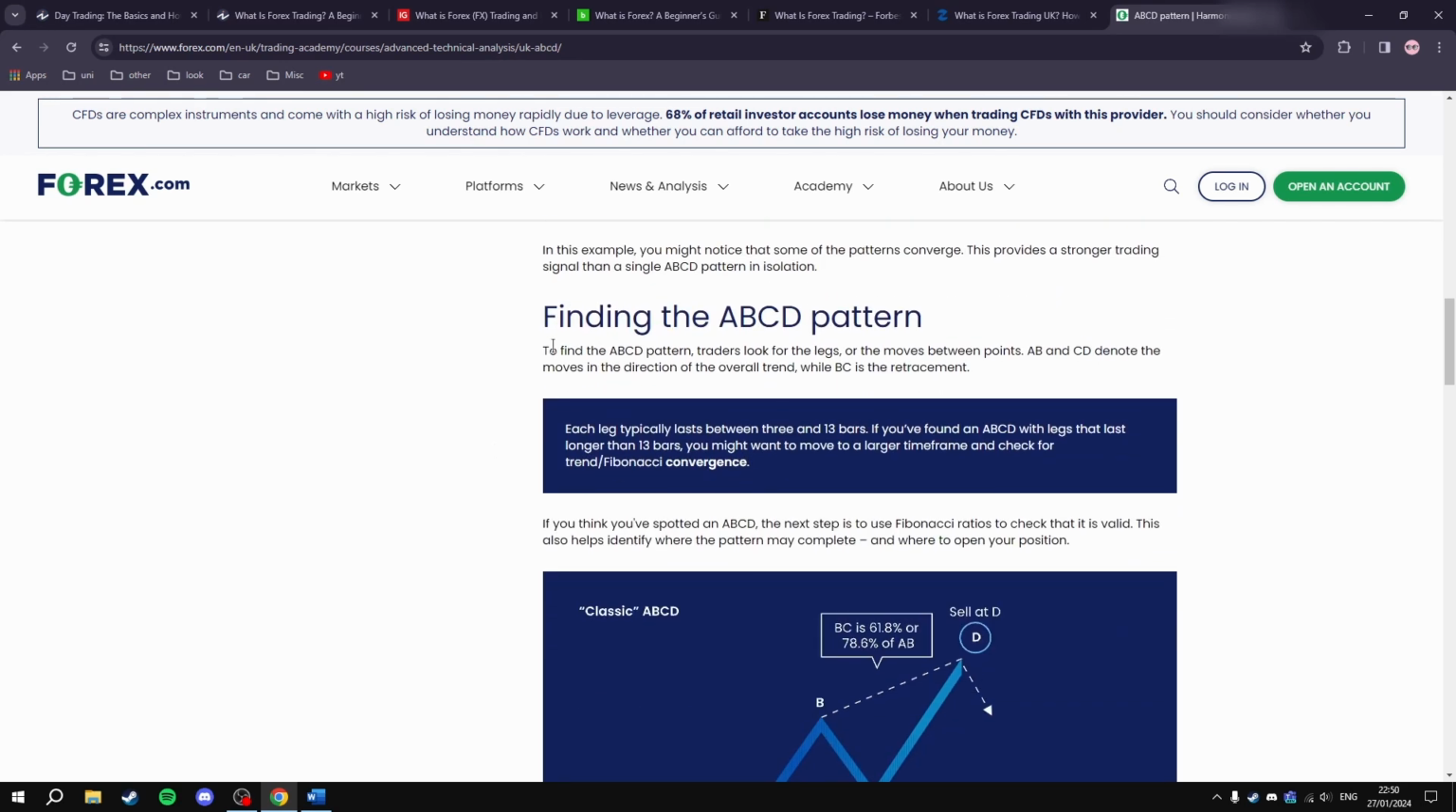Finding the ABCD pattern. To find the ABCD pattern, traders look for the legs or the moves between points. AB and CD denote the moves in the direction of the overall trend, while BC is a retracement.